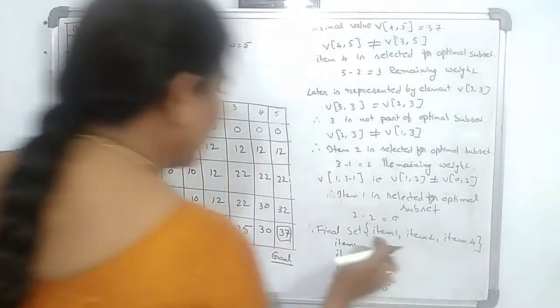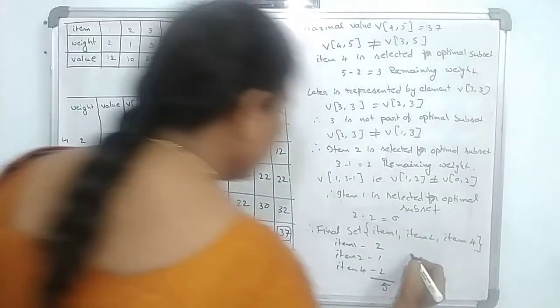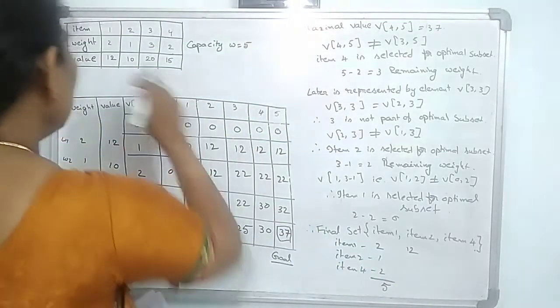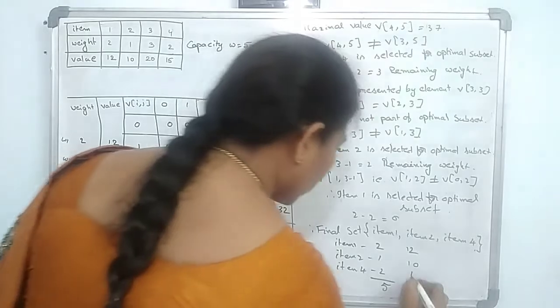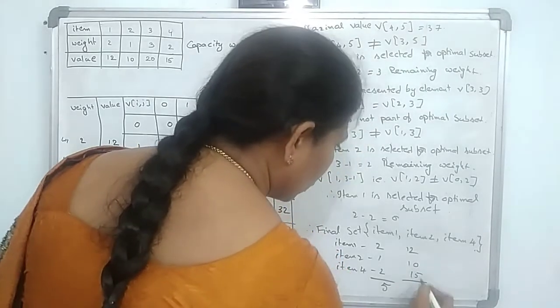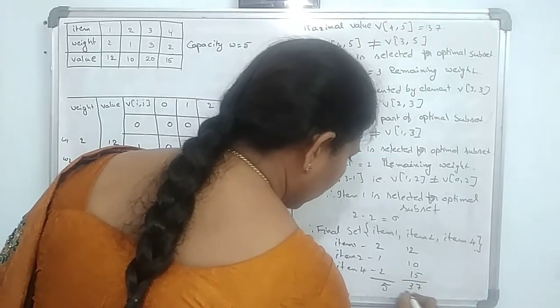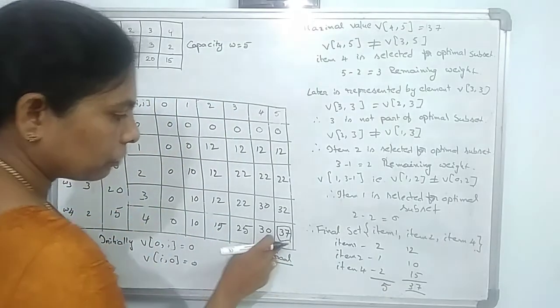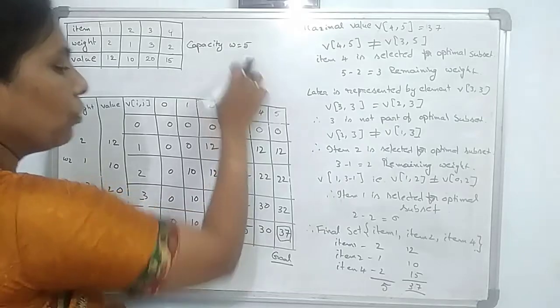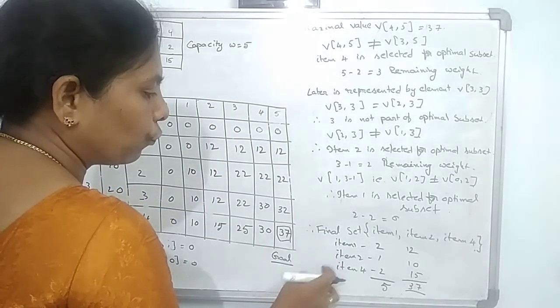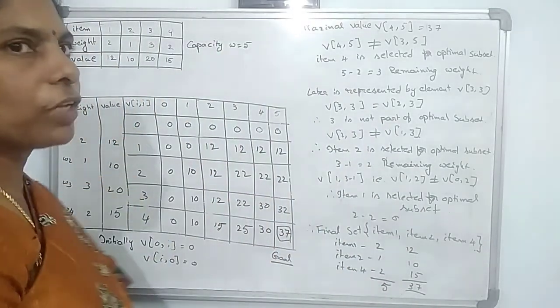So the value of item 1 is 12. Value of item 2 is 10. Value of item 4 is 15. So now calculate the total. This is 37, so we are having the goal 37. The 37 is equal to 37. So that means in the capacity 5 we are having the 3 items, item 1, 2, 4. So this is the process of the knapsack problem.